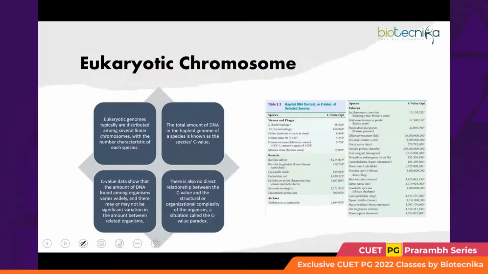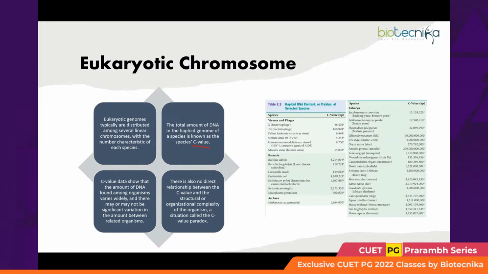All right. Now moving on to the eukaryotic chromosome. As you know, eukaryotic genomes are typically distributed among several linear chromosomes, because we have a segmented genome with numbers characteristic to each species. It varies from species to species how many chromosomes are present in a particular cell. Now, the total amount of DNA in the haploid genome of a species is what is called the C value, and this C value will vary from species to species.